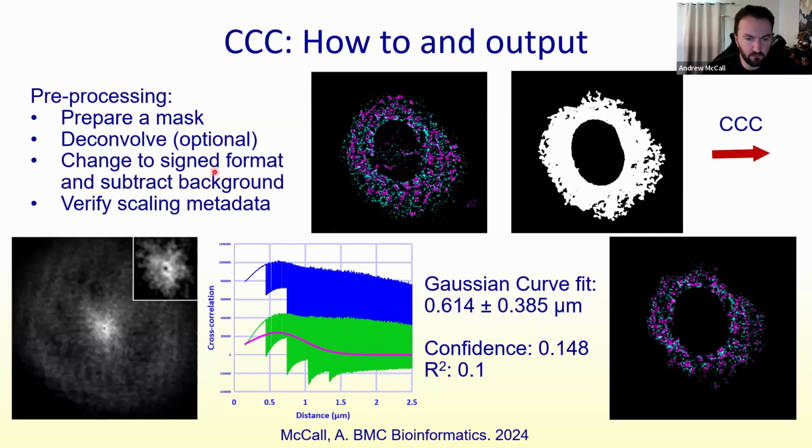So once you've done all that, you take your images, you take your mask, you put it into CCC, and you will get out, optionally, the cross-correlation result images. You don't have to get these if you don't want. You get the cross-correlogram, just like this, with the distance and the cross-correlation. You will get your metrics for your Gaussian curve fit, as well as your confidence, and the R-squared, the goodness of fit of your Gaussian curve to your data. And then again, optionally, you can get the contribution images. These do not have to be generated.